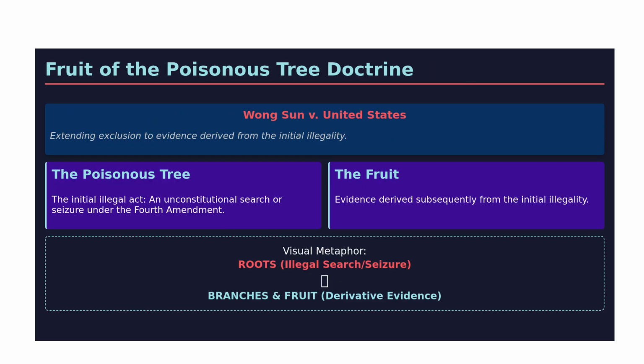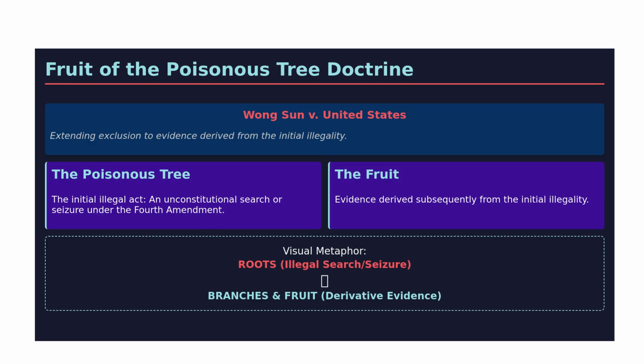We have focused on evidence seized directly during an unconstitutional search. But what about evidence discovered later, as a result of that initial illegality? This brings us to the crucial extension of the exclusionary rule, the fruit of the poisonous tree doctrine. This doctrine was firmly established by the Supreme Court in the landmark case, Wong Sun v. the United States.